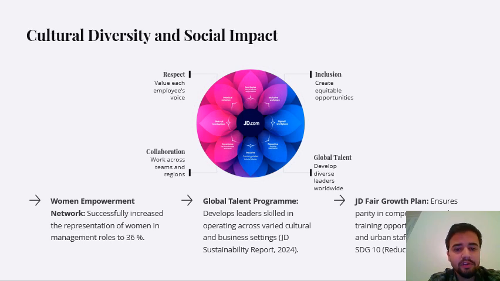JD's Fair Growth Plan will provide fairness in the composition and training opportunities for rural staff and urban staff, in line with UN SDG 10, which emphasizes reduced inequalities. Nonetheless, in the process of international team mitigation, miscommunications emerge because of language barriers and various norms and communications. The understand and apply domains of Bloom's taxonomy show how knowledge of cross-cultural dynamics and the use of inclusive theories of management structure JD.com.